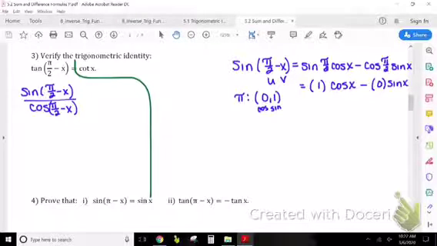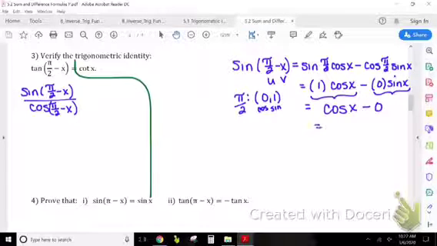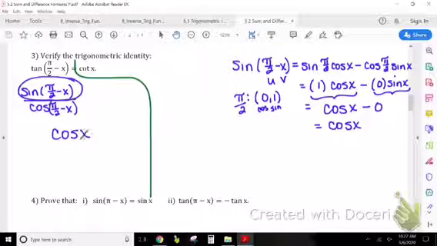Times sine of x. Wait, why did you use pi? Oh, I said pi over 2, but the over 2 didn't take. Sorry. I must not have hit the screen hard enough. Thank you for catching that, because I didn't look up and see it. So what is 1 times cosine? So we have cosine of x minus what's 0 times sine of x. 0. And so what does that give us? Cosine of x. So we know that this right here then is equal to cosine of x.